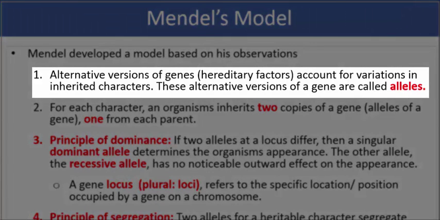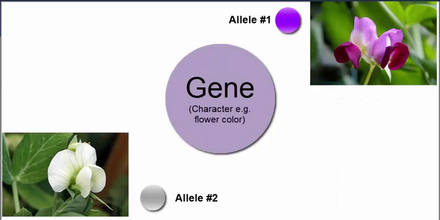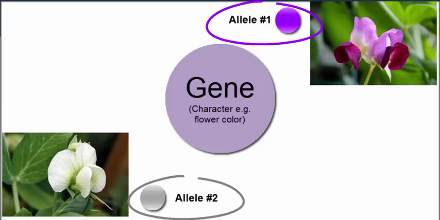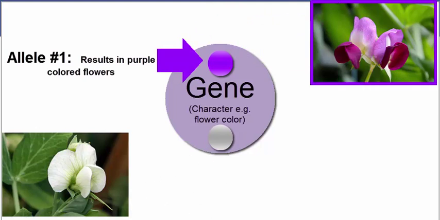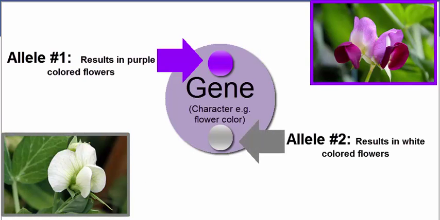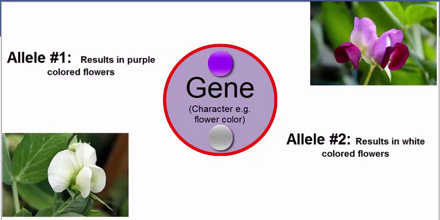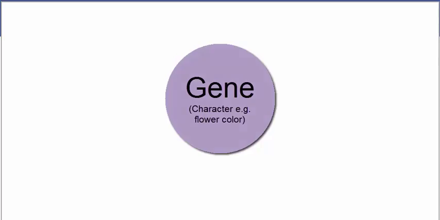alternative versions of genes, which Mendel called hereditary factors, account for variations in inherited characters. These alternative versions of genes are called alleles. So what this tells us is that every character is represented by 2 or more alleles. In the context of what we're looking at, the character for flower color is represented by 2 different alleles. One of those produces purple flowers, and the other allele produces white flowers. Those are alternate versions of the same gene that are accounting for variations in an inherited character. So that's the first thing that Mendel was able to deduce.